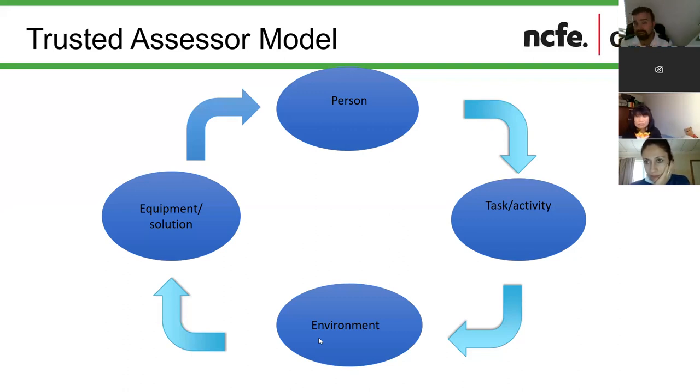And the only way we can do that is by going back to task and watching that task all the way through. And that's what the trusted assessor does. They monitor the activities of daily living and ask, what can I do for you to replace that?